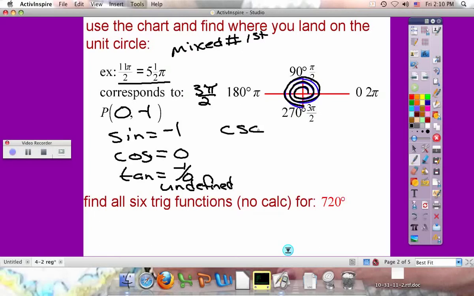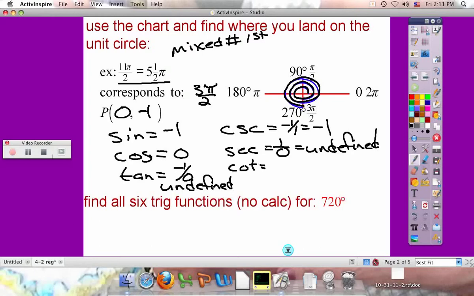Cosecant, reciprocal of sine, equals negative 1 over 1, which is still negative 1. Secant, which is the reciprocal of cosine, would be 1 over 0, which is undefined. And then cotangent, reciprocal, would be 0 over negative 1, which is 0. One thing you should pay attention for reciprocals, when you have 0 and undefined, they're reciprocals of each other.